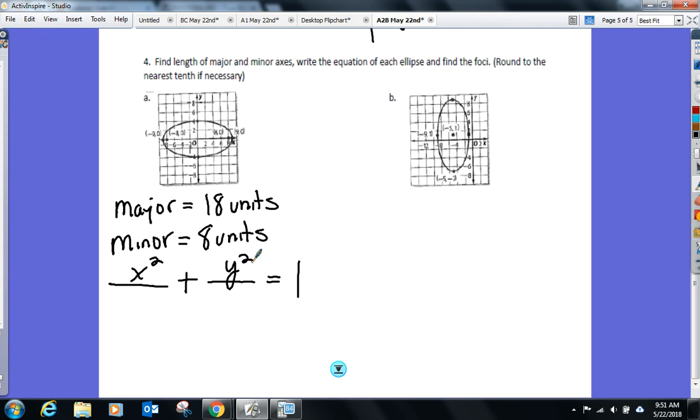Now let's talk denominators. A squared and B squared. Ready? The A and the B are the distance from the center to the end of the ellipse. So here's my center, 0, 0. How far is it to one vertex on the ellipse on the x-axis? From 0 to 9. So that's 9 units. Square it. Boom! 81 on the bottom.